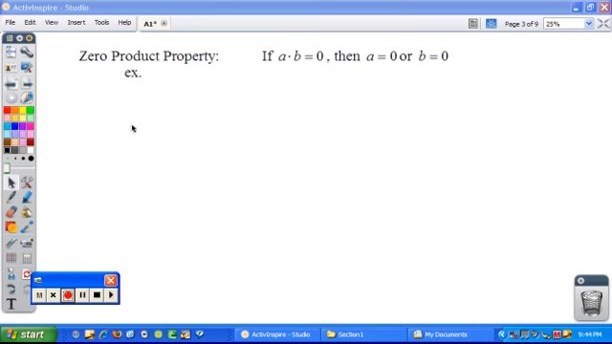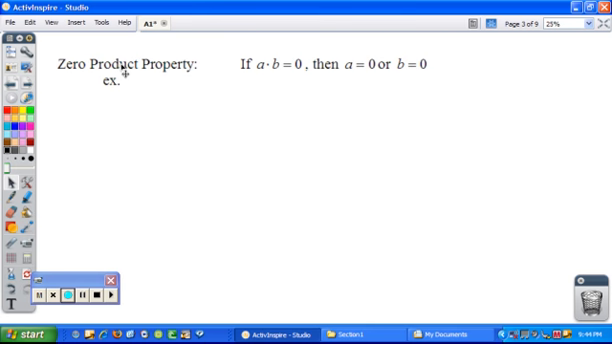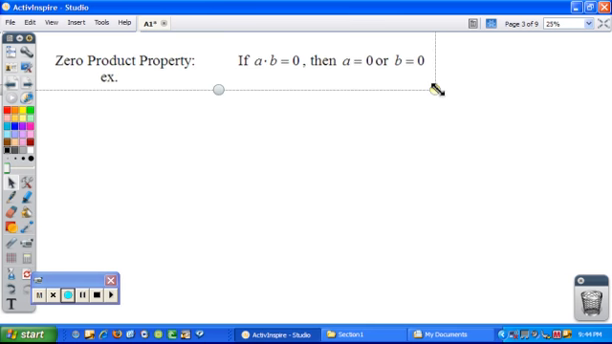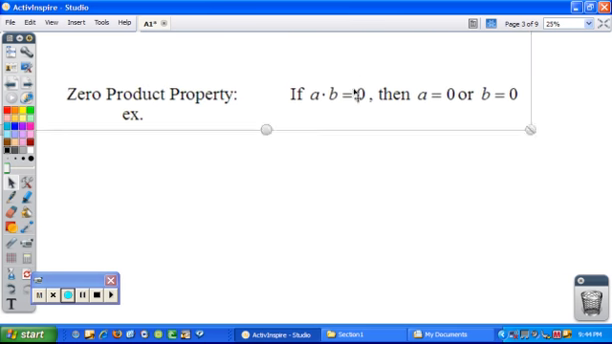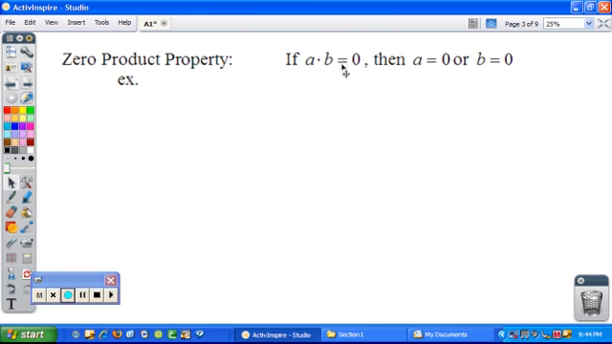Okay, I want to talk about the zero product property. The zero product property basically says that if you have two things multiplied together equal to 0, then one of them is 0. So if A times B equals 0, then either A is 0 or B is 0.